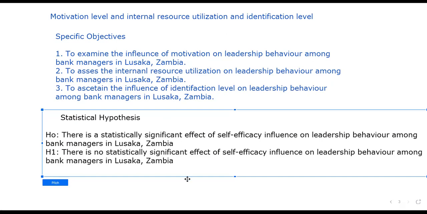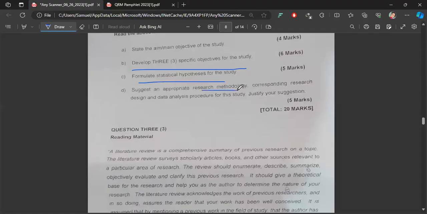You just don't give it one. All right. So let's now conclude on the appropriate research methodology, corresponding research design, and analysis procedure.